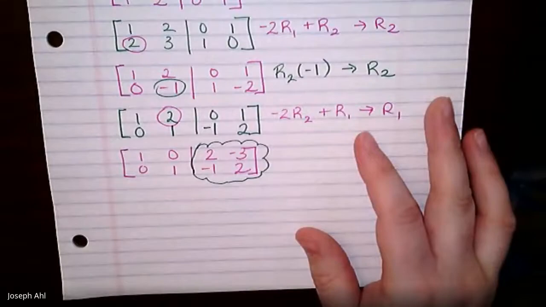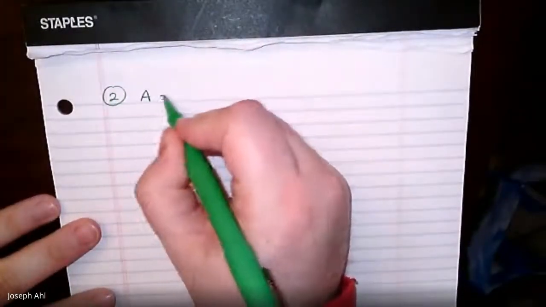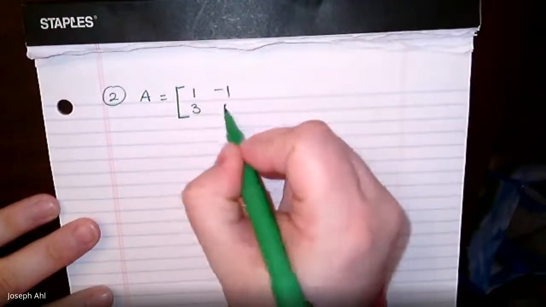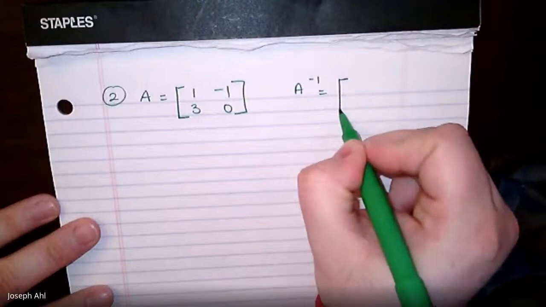Okay. All right, let's try another one. If we had another matrix, okay, number 2, matrix A, I'm going to define it to be 1, -1, 3, 0. I want to find the inverse of matrix A.